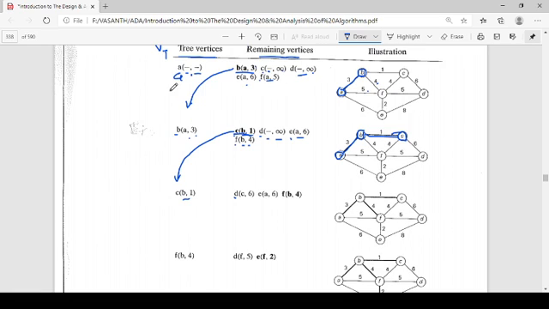Now from A, is there any edge to D? Check. From B, is there any edge to D? And from C, is there any edge to D? From A, there is no direct edge. What about from B? You don't have any direct edge. What about C? Yes, from C there is an edge to D and the cost is 6. So we'll write C comma 6. There is only one edge.